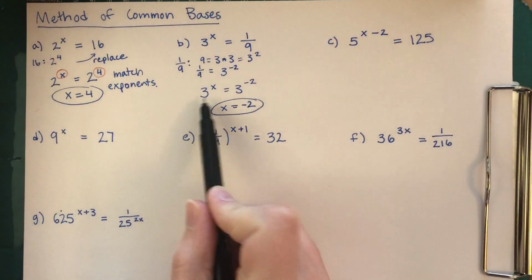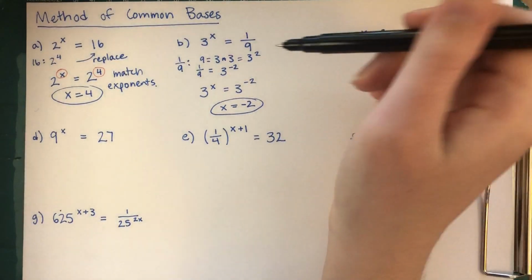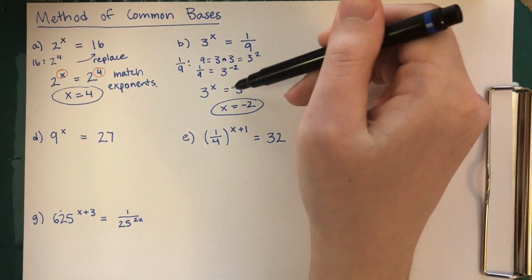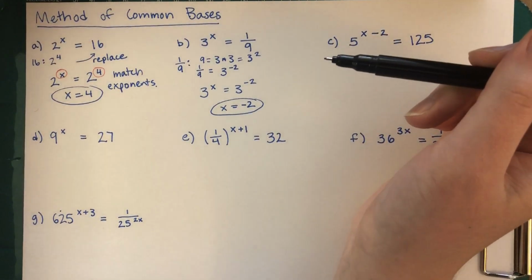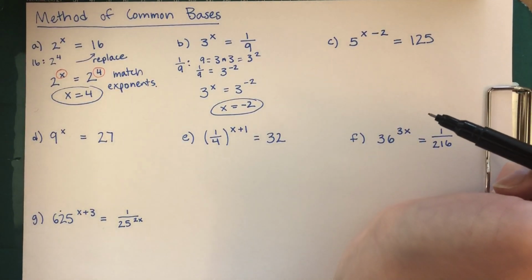If these were not the same number on both sides, then I couldn't do this. So technically I could have also written 9 to the negative 1 instead of 3 to the negative 2. That would also be true, but it wouldn't match. So it wouldn't help me solve the equation.